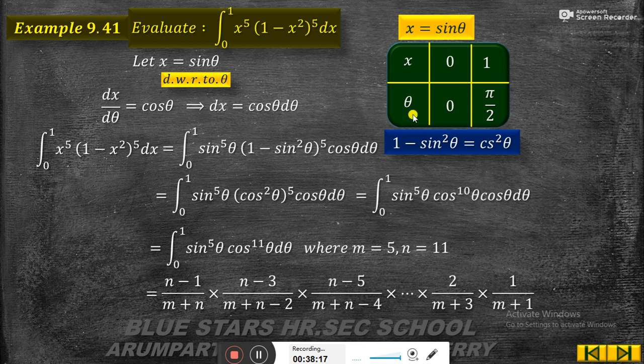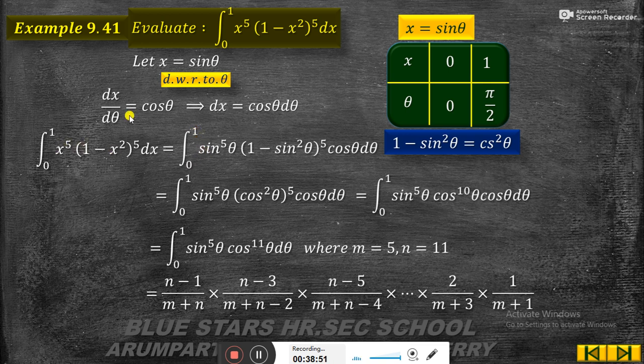I substitute. Therefore theta limit: x equal to 0 means theta equal to sine inverse of 0, which is 0. Next x equal to 1 means theta equal to sine inverse of 1. Sine inverse of 1 means sine inverse of sine pi by 2, so pi by 2. Therefore theta equal to pi by 2. So the limit 0 to 1 changes to 0 to pi by 2. So I write integral 0 to 1 x power 5 into 1 minus x square whole power 5 dx equal to integral, where the limit changes to 0 to pi by 2.